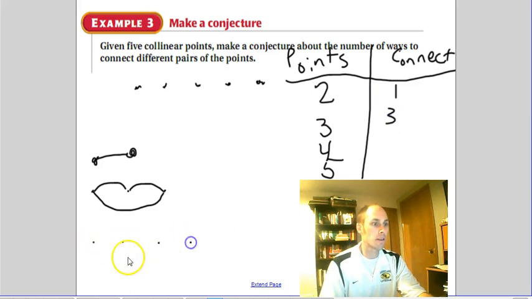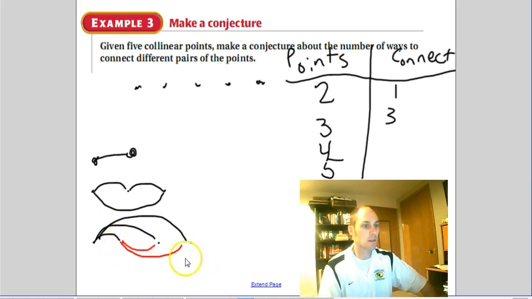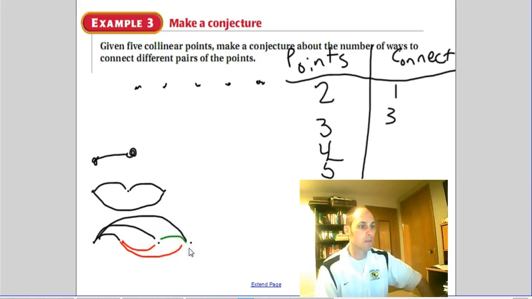If I have 4 points, first to the second, first to the third, first to the fourth, I could also go second to the third, second to the fourth. I could also connect the third and the fourth. So if we take a look at those, there's 1, 2, 3, 4, 5, 6 connections there. Do I start to see a pattern? 1 with 2, 3 with 3, 6 with 4. I see that this one got 2 more. This one got 3 more. So if the pattern were to continue, this one would have 4 more, which would be 10.